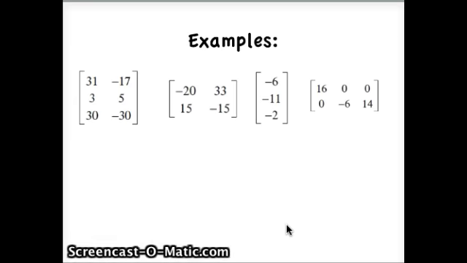So here's a couple examples. Take a moment to pause the video here and write down the following matrices in your notes. Next to each matrix, identify the dimension of the matrix. Remember, you're defining the number of rows by the number of columns. Go ahead and pause now.